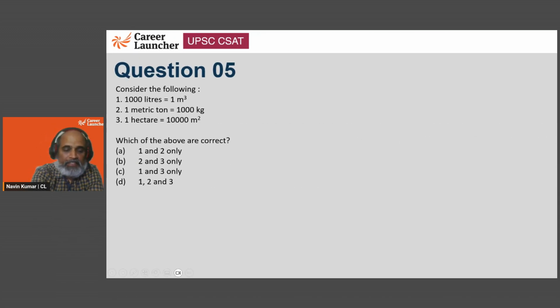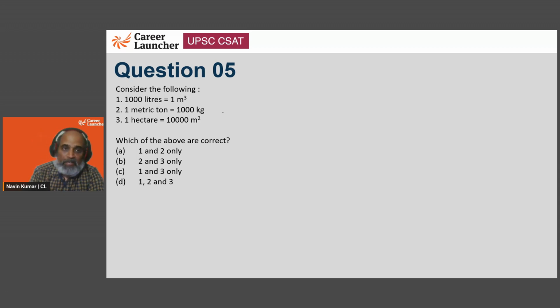Okay, next. Consider the following. 1000 liters is equal to 1 meter cube. 1 metric ton is equal to 1000 kg. And 1 hectare is equal to 10,000 meters square. Which of the following are correct?